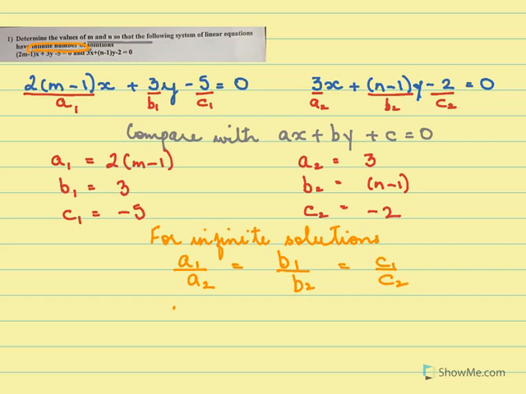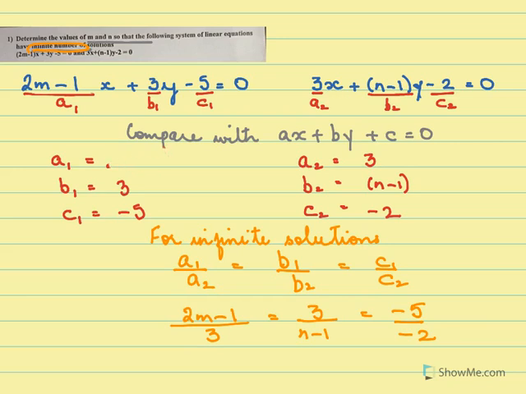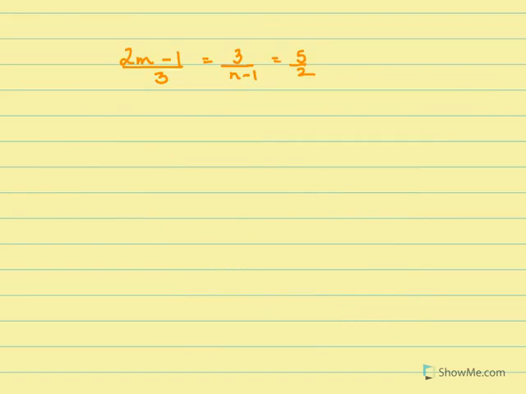And let's put in our values. We know our a1 is 2m minus 1 over a2 is 3, b1 3 over n minus 1, c1 over c2 minus 5 over minus 2. Here it is just 2m minus 1, there's no bracket, and here too it would be 2m minus 1. First equation, I'll take 2m minus 1 over 3 equal to 5 by 2.